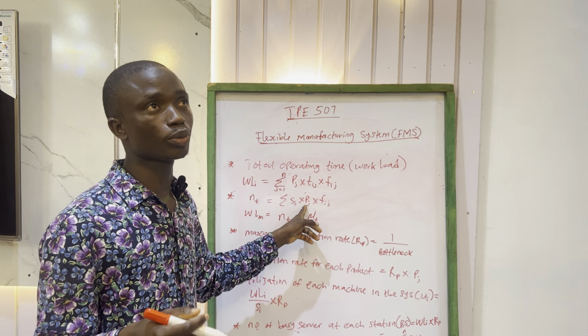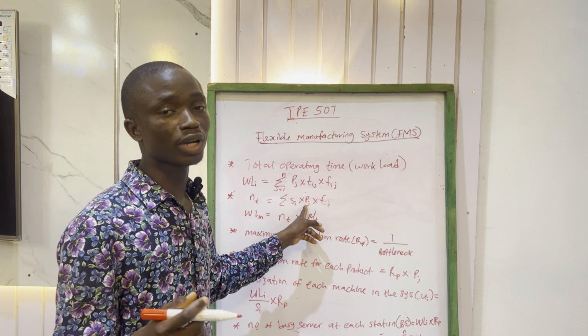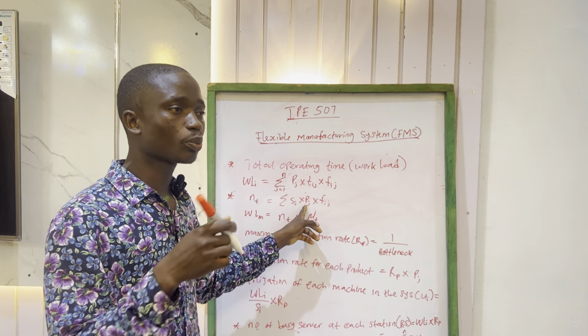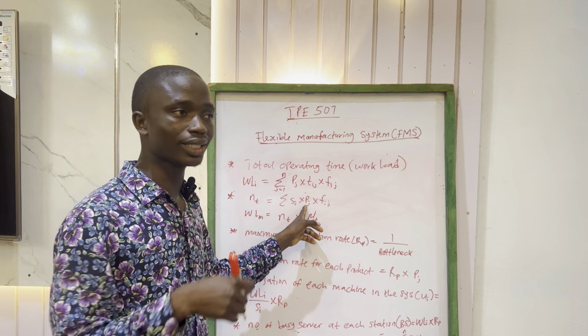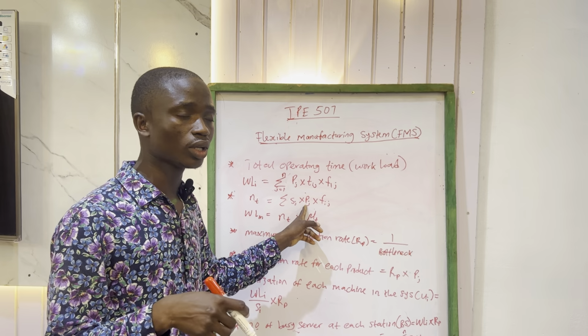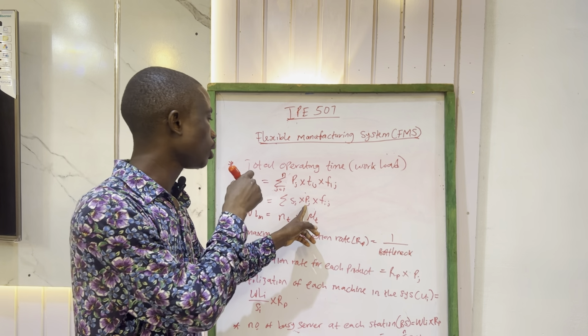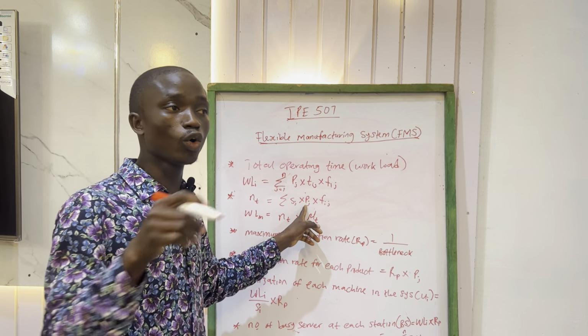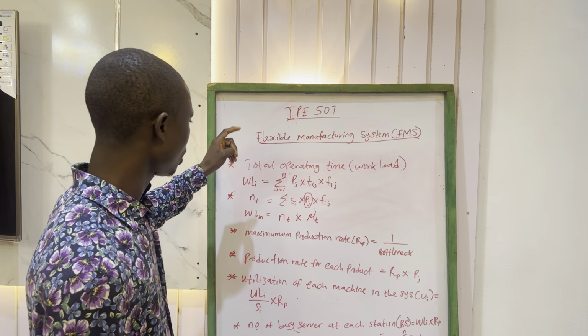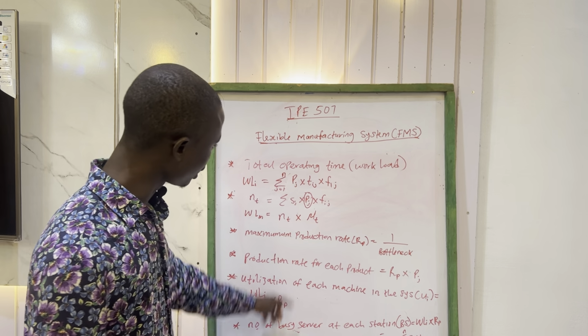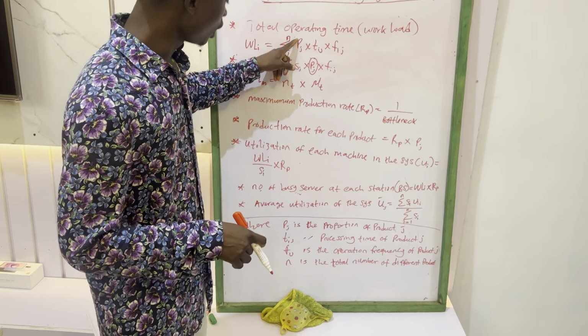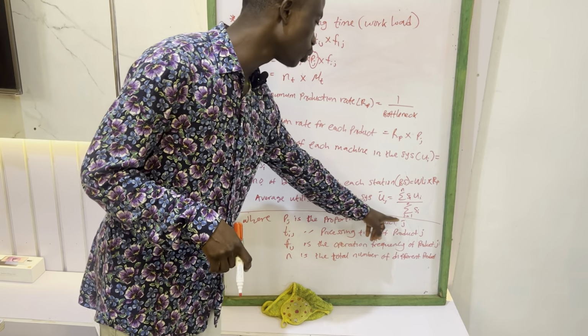Also the part mix, this is the proportion. Let's say we want to manufacture product A. What is the percentage, or the proportion, of that product A in the whole manufacturing system? This PJ, we can check down here. This PJ is the proportion of product J.